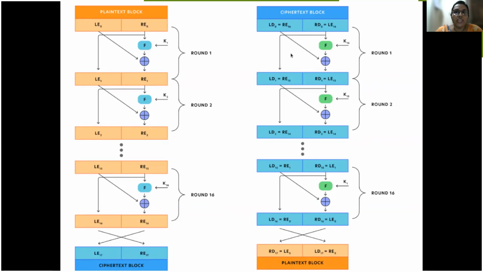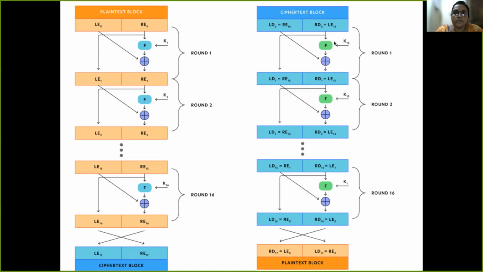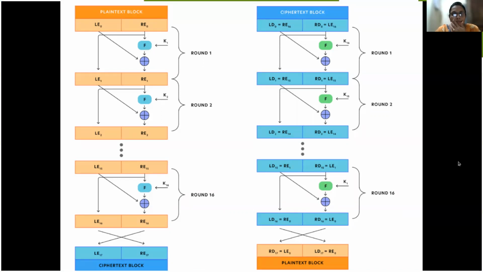So you can see over here, RE17 is actually LE16. So the first step is we are interchanging: the right-hand side is made the left-hand side, and the left-hand side is made the right-hand side. So this last step has already been done over here.